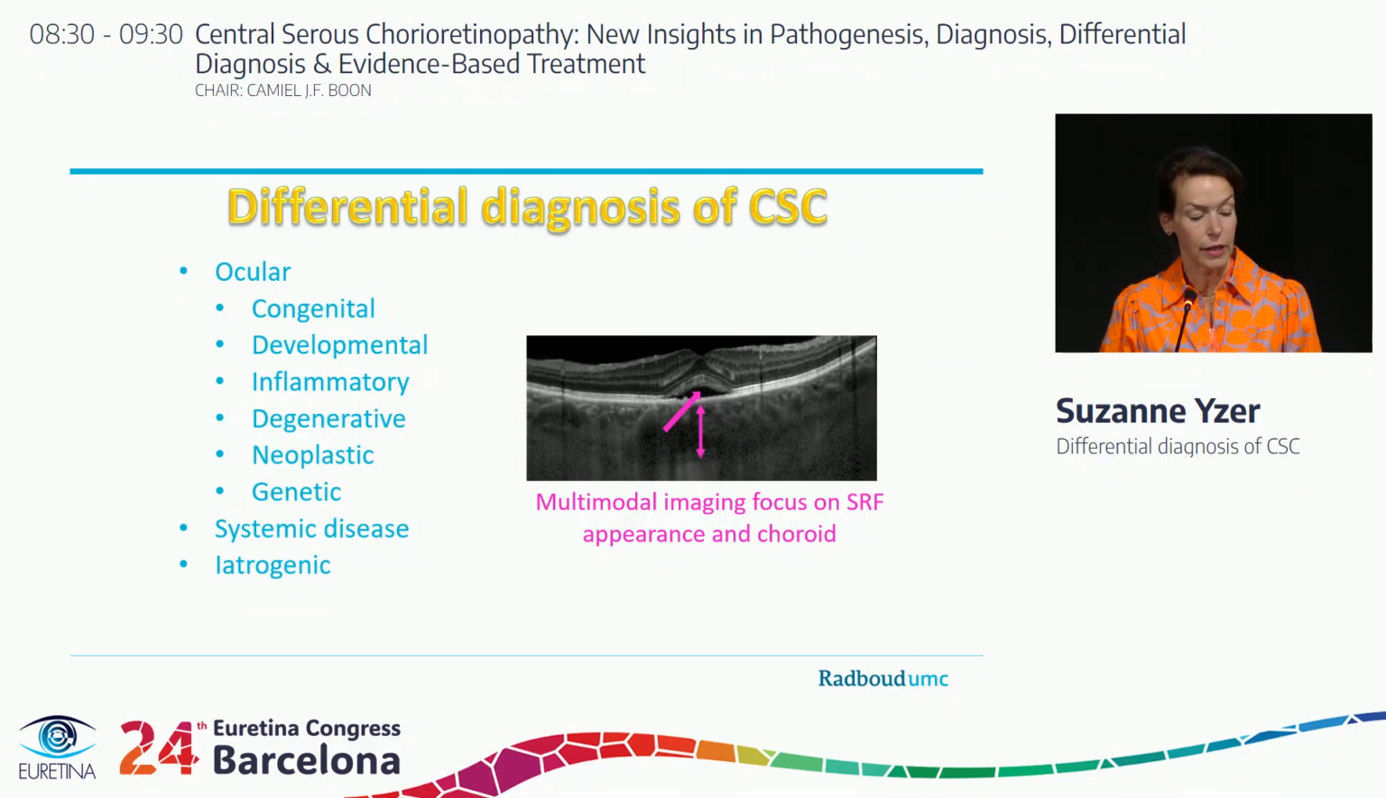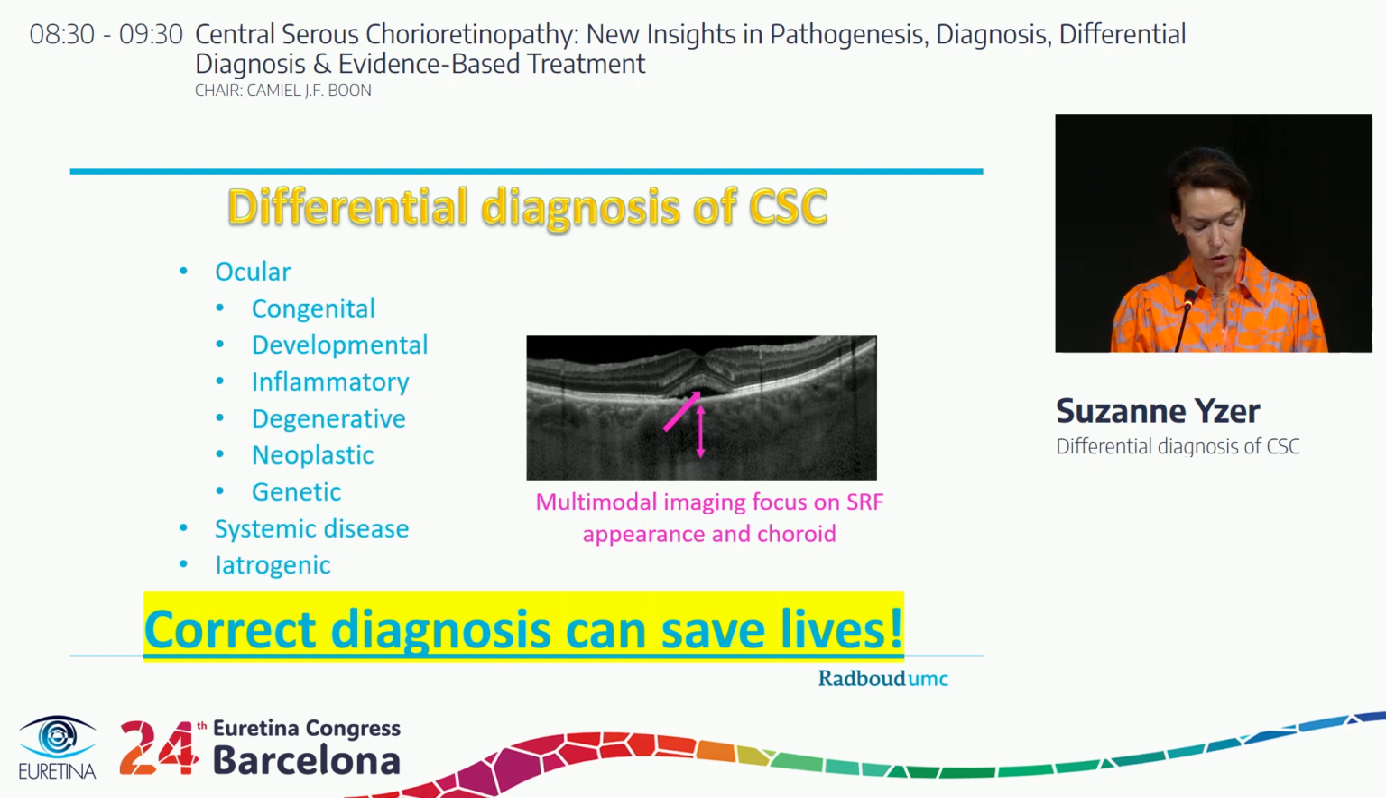So the differential diagnosis of central serous has a long list. Look for the presence of subretinal fluid and the abnormal changes you expect in the choroid, and if this is not the case, do multimodal imaging and go over this list to try to figure out what's going on. And remember that a correct diagnosis of central serous chorioretinopathy can actually save a life or two.